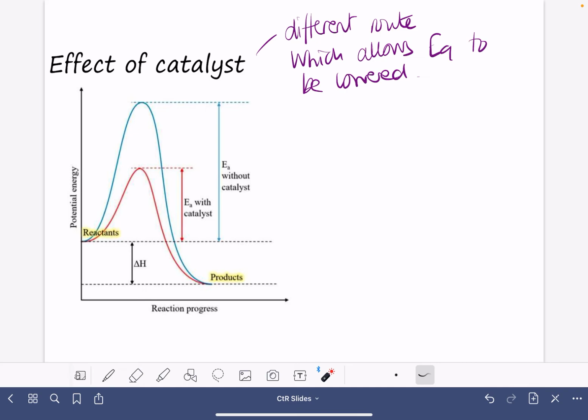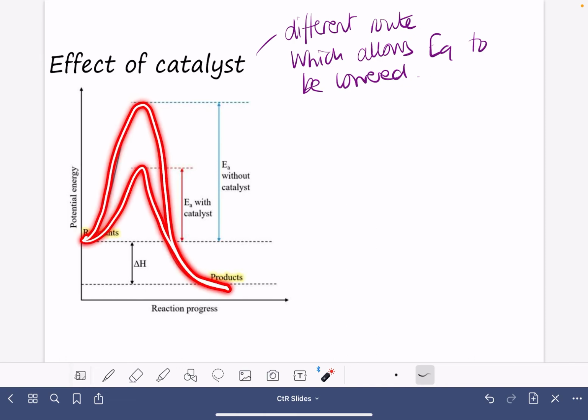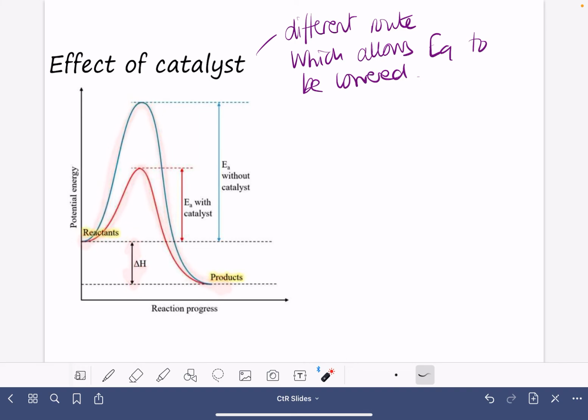What we'll notice is that whether we used the no catalyst route or the catalyst route, the distance between the reactants and the products is the same, so delta H would be the same in both cases. The enthalpy change is not affected by the use of a catalyst.